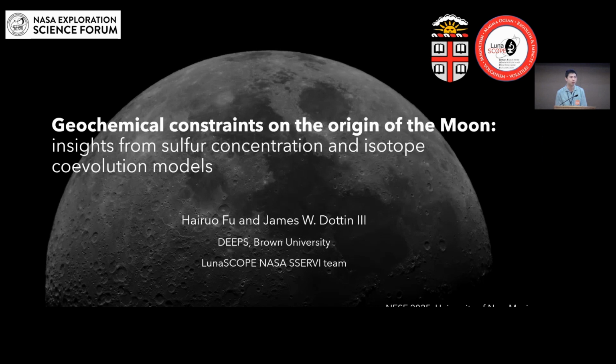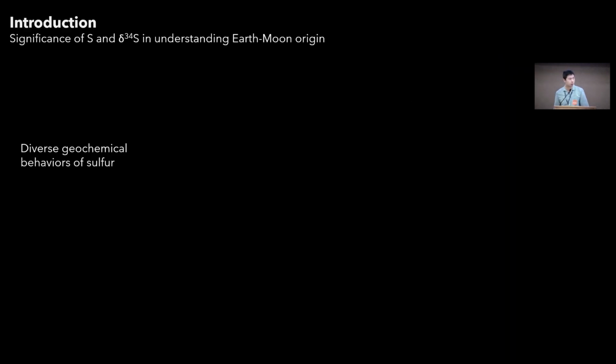Our project uses sulfur geochemistry to understand the origin of the moon. I'm currently a lunar scope postdoc at Brown, working with James Dunting, Alex Evans, and a few other folks in the department. So when we talk about the importance of the sulfur, we need to understand why.